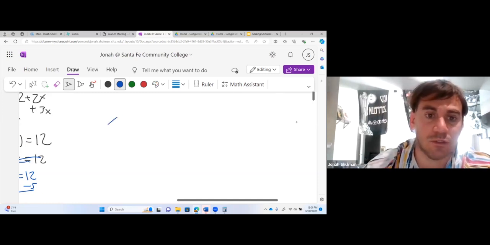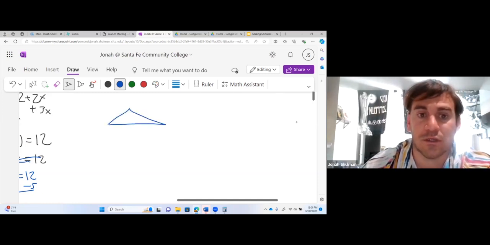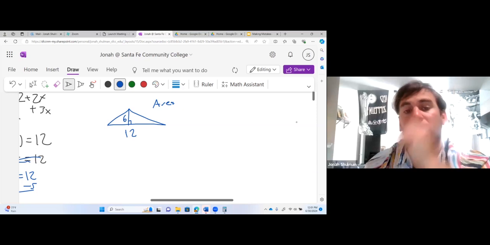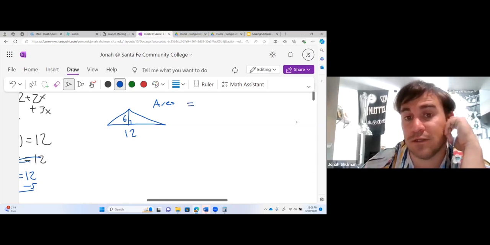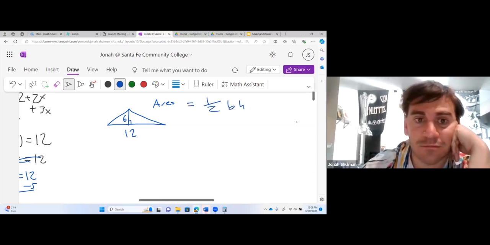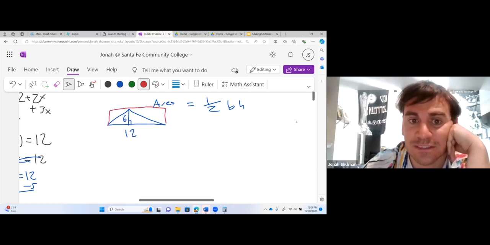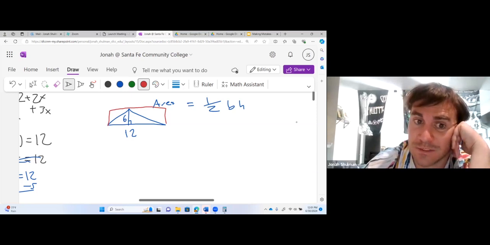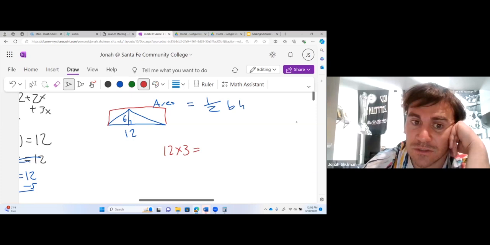A geometry one that's real common is when they're trying to find the area, and this is 12 by 6. A lot of them don't realize that the area is 1/2 base times height, because if it was a rectangle, it would be 6 times 12, but this is half the size of the rectangle. So they still might do 12 times 6, but this is really half, so it's 12 times 3. So this one, your answer should be 36.